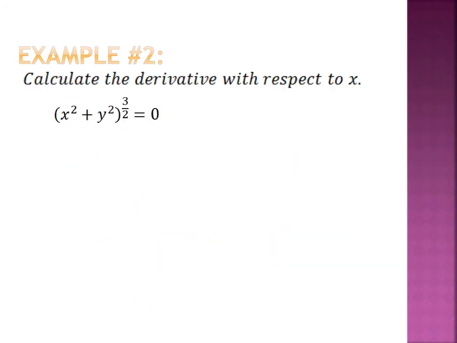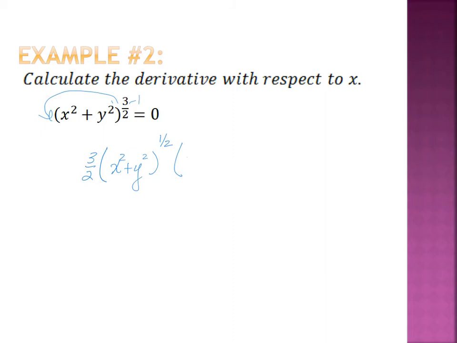Okay, so you should recognize that this is a chain rule. I'm going to use my power rule on the outside, so the 3/2 is going to drop in front and subtract 1. So I drop the 3/2, I leave the inside alone. 3/2 minus 1 is 1/2, and then I start deriving the inside because I have to multiply by the derivative of the inside.